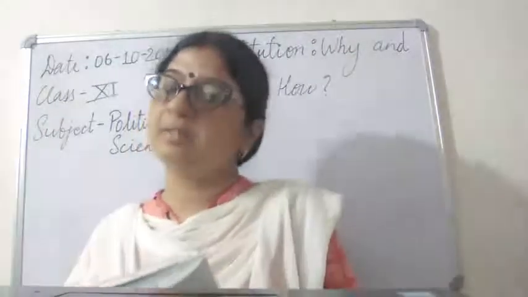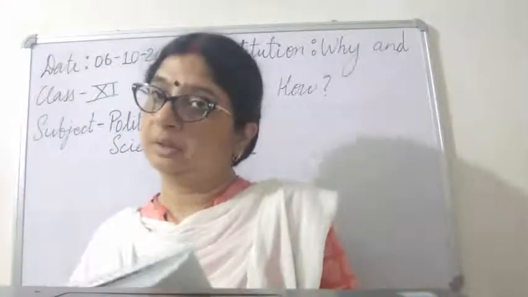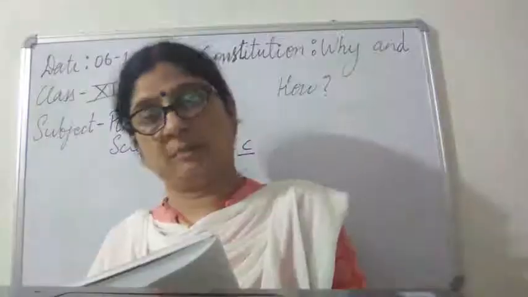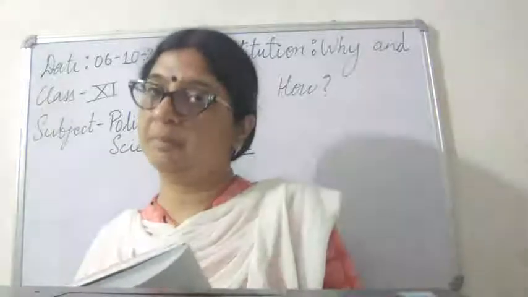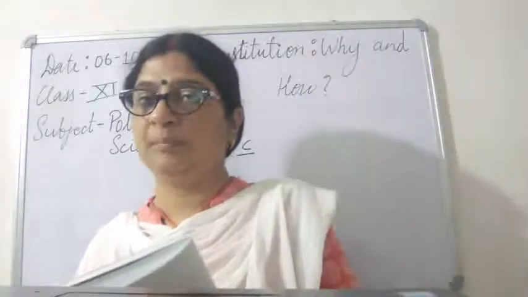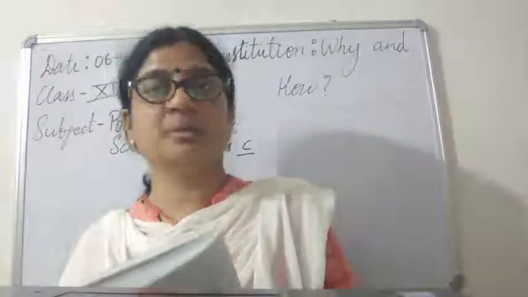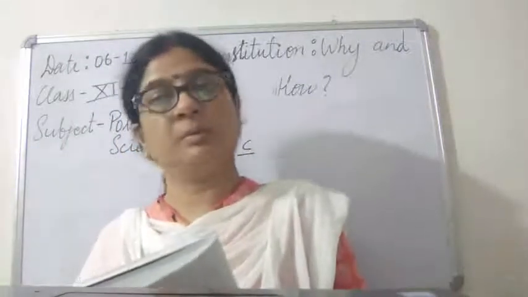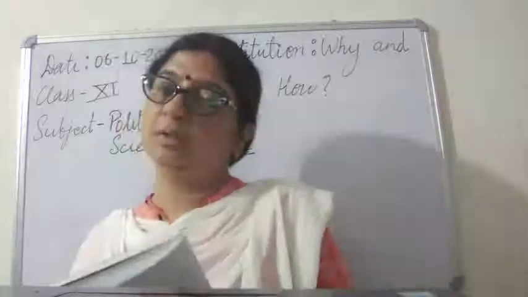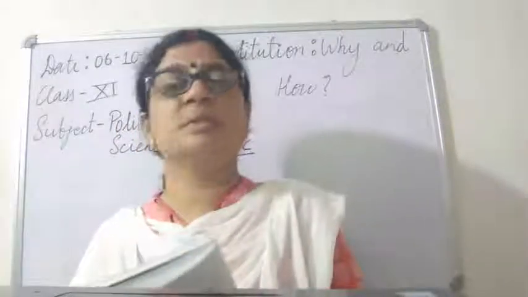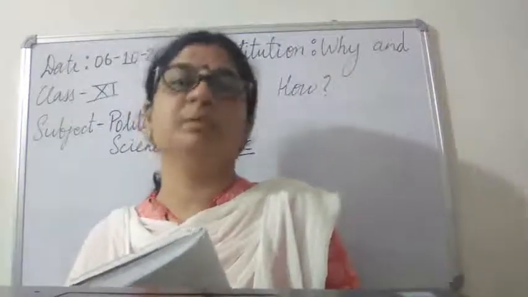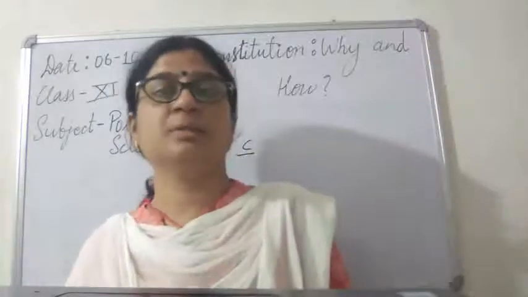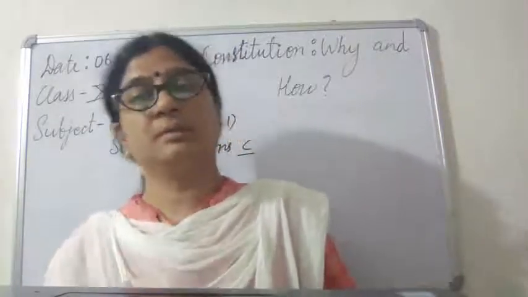So obviously, the authority of the Constitution will be higher than the Parliament, because who is the maker of the Parliament? The Constitution is the maker of the Parliament. How did the Parliament come into existence? Only because of the Constitution. So the authority of the Constitution is higher than the authority of the Parliament. So in the second question, we have C as the correct option.